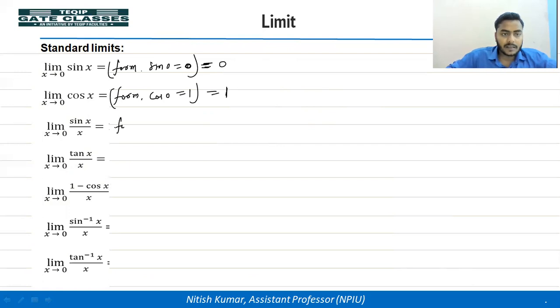Now let's see this case, form sin 0 over 0, 0 by 0 form. In the previous slide we have calculated, I think, so this will be 1. These are some standard limits, so you have to remember.